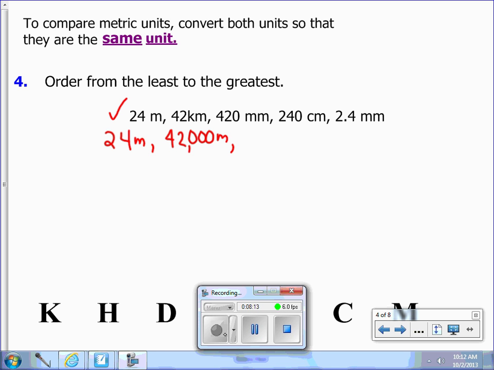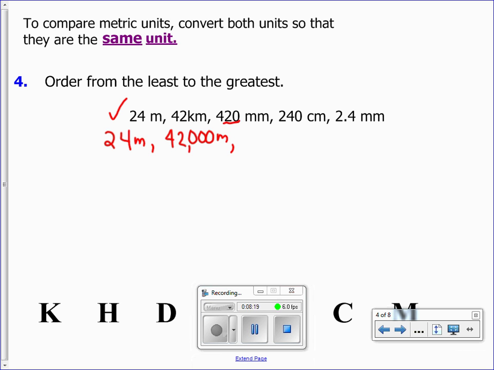Now we're going to go from millimeters to meters. So I'm going to move my decimal to the left 3 places. So that's going to be 42 hundredths meters. 240 centimeters, I'm changing that to meters. So I'm going to move the decimal place 2 places, 2.4 meters. And then if I'm moving 2 4/10 millimeters to meters, I'm going to move the decimal 3 places, 1, 2, 3.